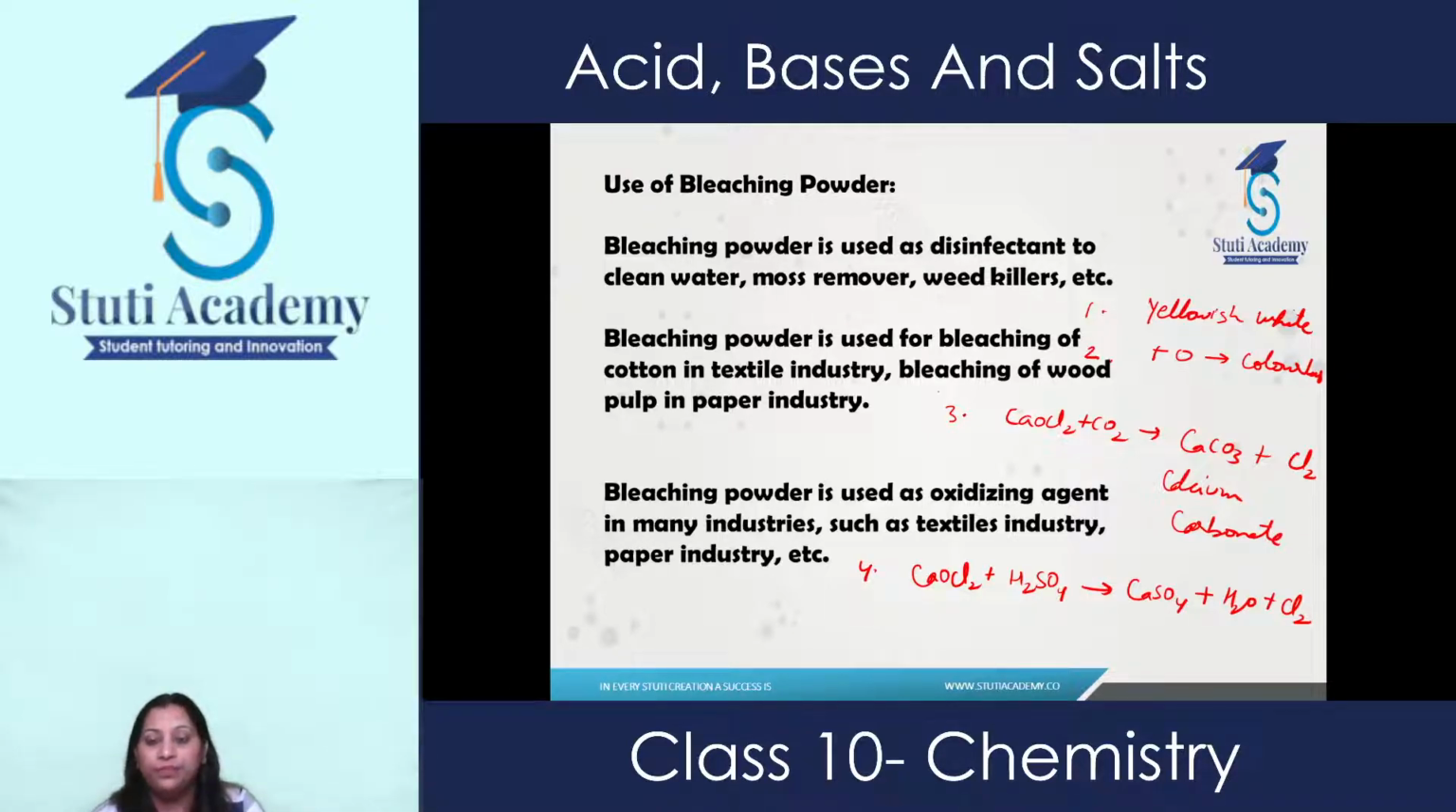And if we are talking about its properties, so these are the properties of a bleaching powder, which is yellowish white. When we add oxygen, it becomes colorless. So these are the properties, and this is known as the bleaching property.